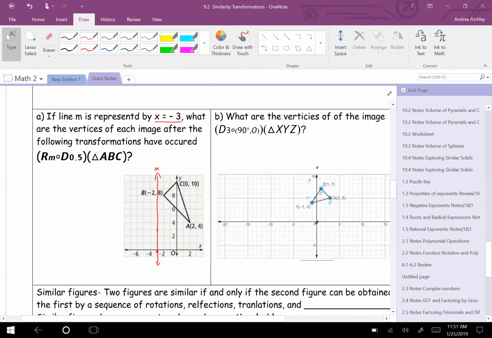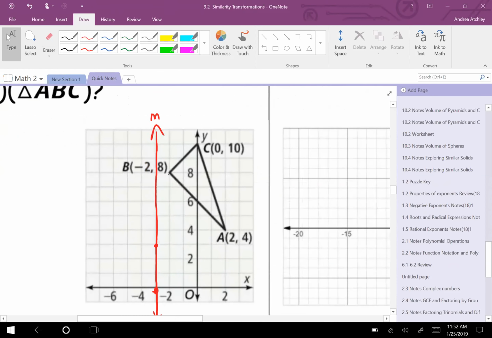Okay, they want to know what are the vertices of each image after the following transformation has occurred. So we want to reflect across M. Let's review how we reflect. I'm going to draw from B to the line. What's the distance there? A distance of 1, right? So if I reflect it across there, it should have a distance of 1 here, right? And that's going to be B prime.